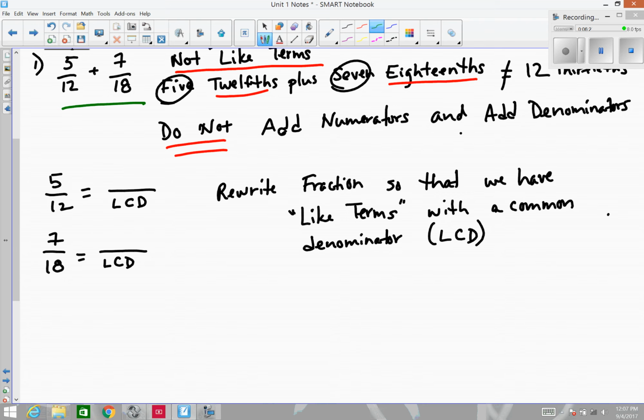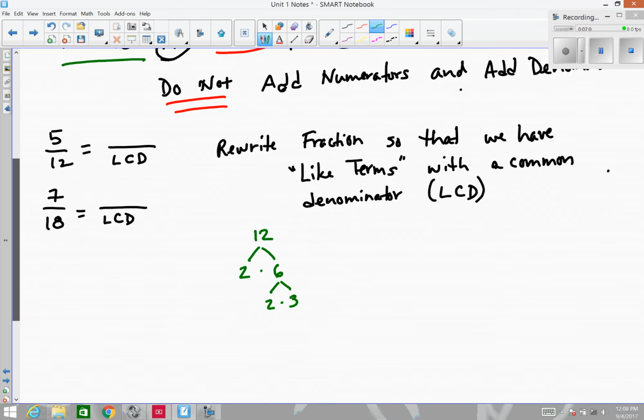To find that least common denominator for my 12ths and my 18ths, I can use that tree factorization and write each of these as a product of primes. So I'm going back to what we did before. I have a denominator of 12, and I'm going to write that as its product of primes. Let's see, I can multiply 2 times 6, and 2 is prime, but 6 is not, and I can rewrite 6 as 2 times 3. So my 12 is equivalent to 2 times 2 times 3.